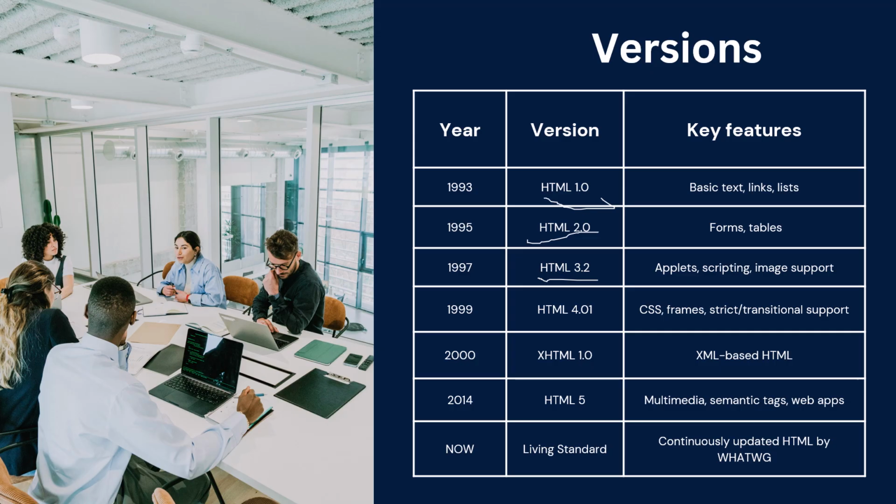HTML5 also removed many old tags like font, which were used for styling in earlier versions. Now all styling is done using CSS. So that is how HTML has evolved from basic documentation to the powerful app-ready structures in HTML5. These are the versions of HTML.